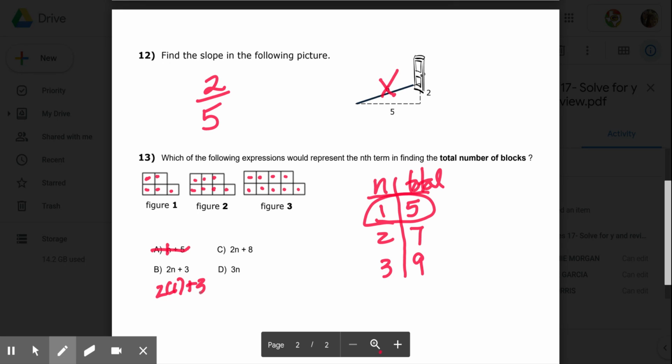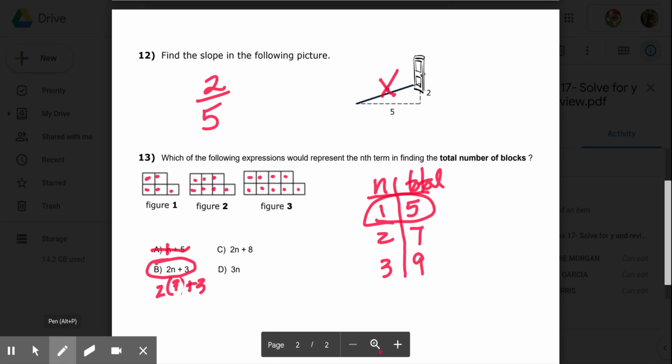Let's try a 2 here. 2 times 2 is 4. 4 plus 3 is 7. Good. Okay, let's now try a 3 there. So 2 times 3 is 6. 6 plus 3 is 9. That's exactly what we want.